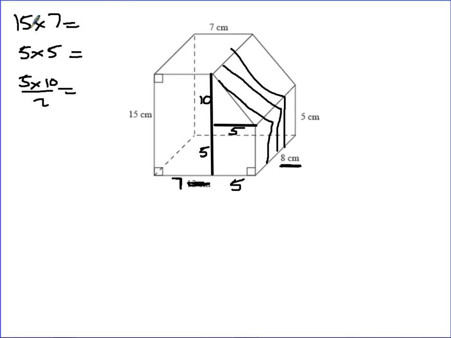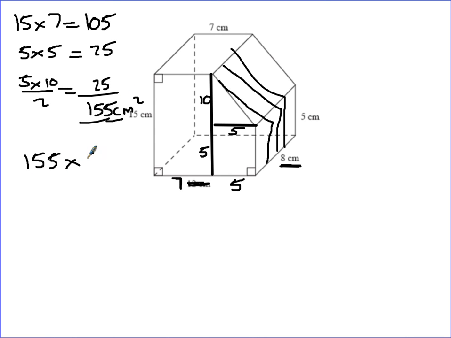So 15 times 7, first of all, is 105. 5 5s are 25. 5 10s are 50, halved is 25. So add all these together, that gives me 155. So I know that's in centimetres squared because it's the area of the front of this shape here. And then we take 155 and times it by 8, which will then give me the overall volume, which is then 1240 centimetres cubed. That's question 8 then ticked off.